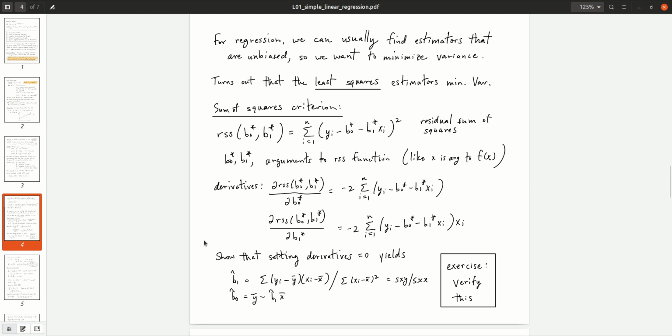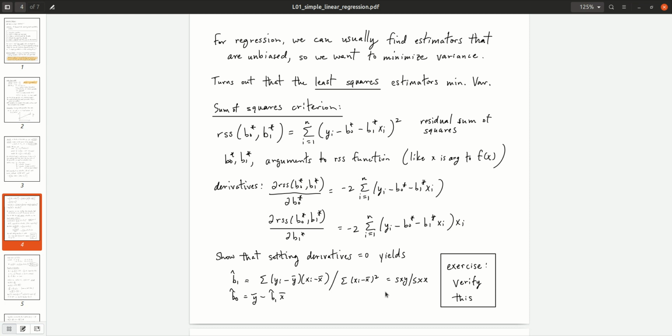Now you get these two equations, set them to 0: two equations, two unknowns, and you can solve for the minimizers. The minimizers I'm calling b1 hat and b0 hat, and this ends up being the formula. One of your exercises for this module is going to be to verify that this is the formula.